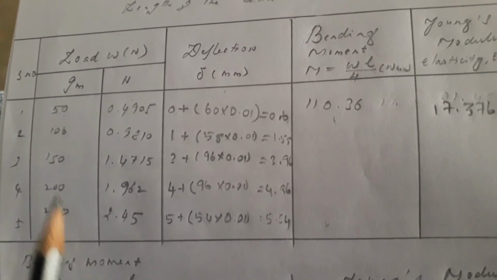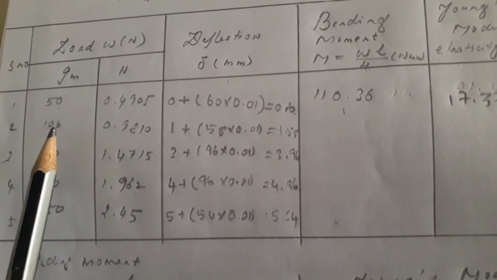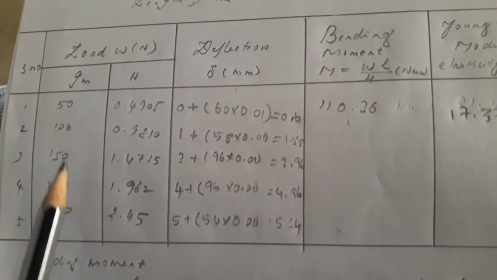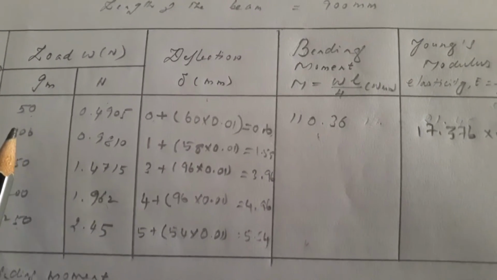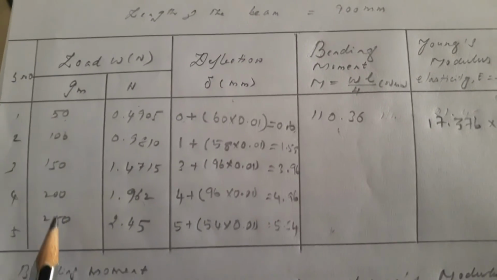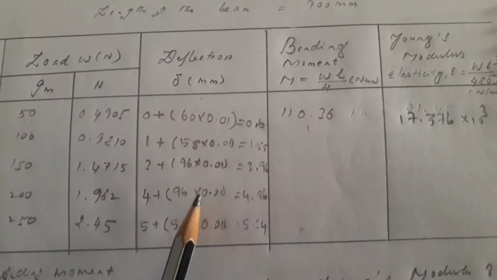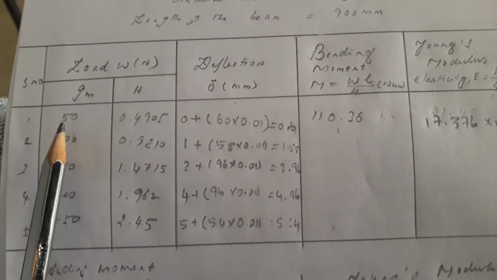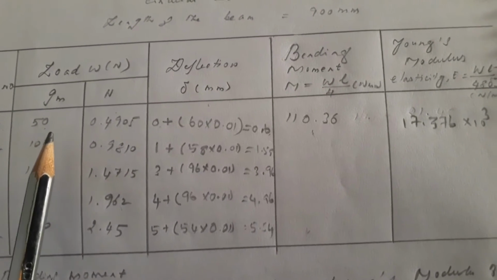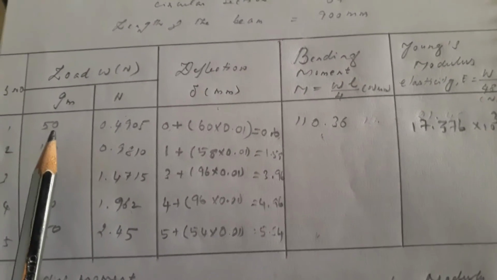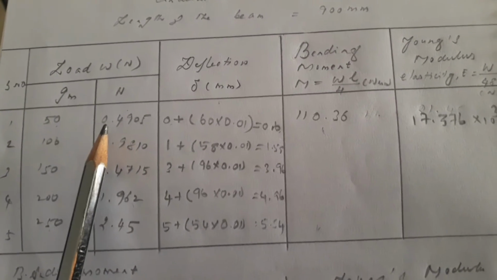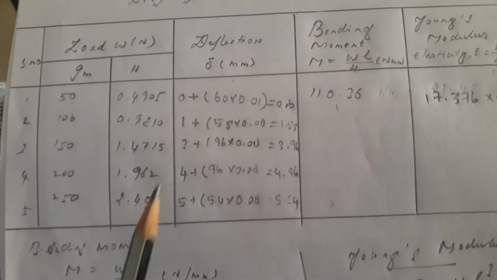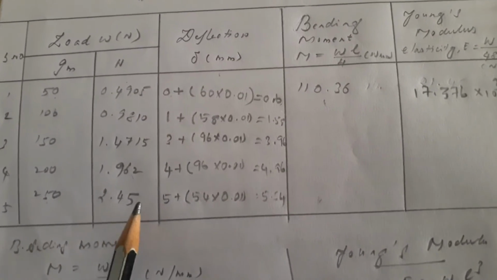Okay, now I am going to calculate in this experiment the observation values. Here 5 different loads were applied, from 50 to 250, increasing gradually by 50 grams: 50, 100, 150, 200 and 250. Deflection values are already noted. The grams are converted into Newton: 50 into 9.81 divided by 1000. The values are 0.4905 for the first reading up to 2.45 for the fifth reading.